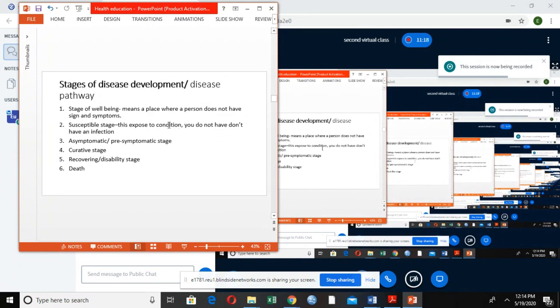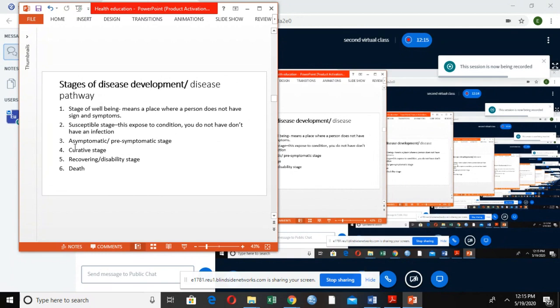Then we have developmental stages of a disease, stages of disease development. How does a disease develop? It is also normally referred to as the disease pathway. So disease starts with the first stage, the stage of well-being, where you're very okay, your immune status is very okay, and the person does not have any sign and symptom of any disease. There is no infection at this stage. Then we have the stage of susceptibility, where you are exposed to risk factors or factors that lead to development of a disease. You are exposed to a lot of viruses, bacteria, stress, accident. So this is the susceptibility stage. At this stage, you're just exposed and you're yet to have any infection.